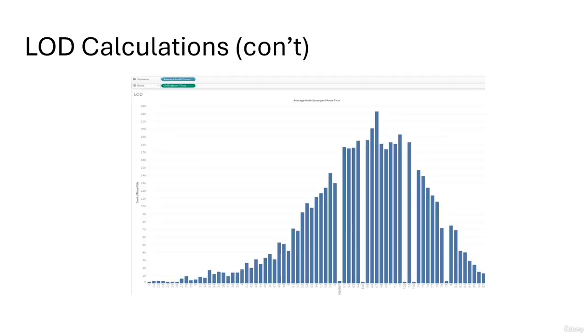Here we have an example of an LOD calculation that shows the average IMDb score across movie titles. Each bar represents a group of movies, and we're counting how many titles fall into each average score range. This helps us understand how movie ratings are distributed and identify where most titles cluster, whether that's around average scores or outliers. Using LODs here allows us to calculate the average IMDb score at the title level, even if the view is aggregated differently.